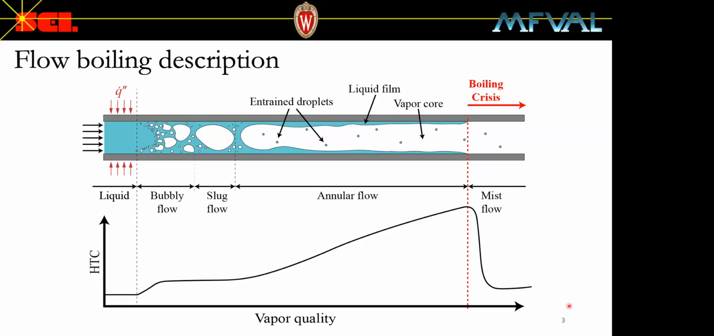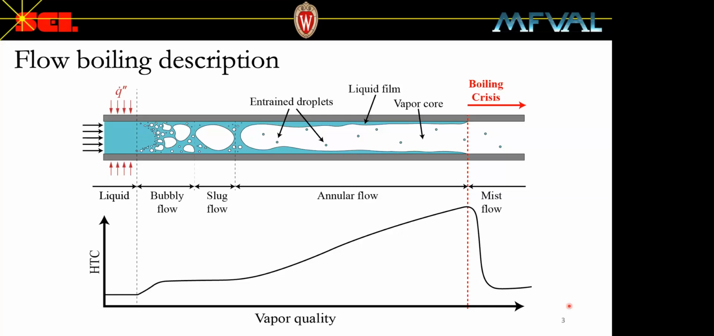Annular flow is characterized by a vapor core, a thin liquid film on the wall, and liquid droplets entrained within the core. Shear at the liquid-vapor interface drives the liquid film flow along the heated surface. In general, with increasing vapor quality, there is a decrease in the local film thickness and an increase in the local heat transfer coefficient. A very important phenomenon that occurs in flow boiling is the onset of the boiling crisis, and that's shown in red in the far right of this figure.